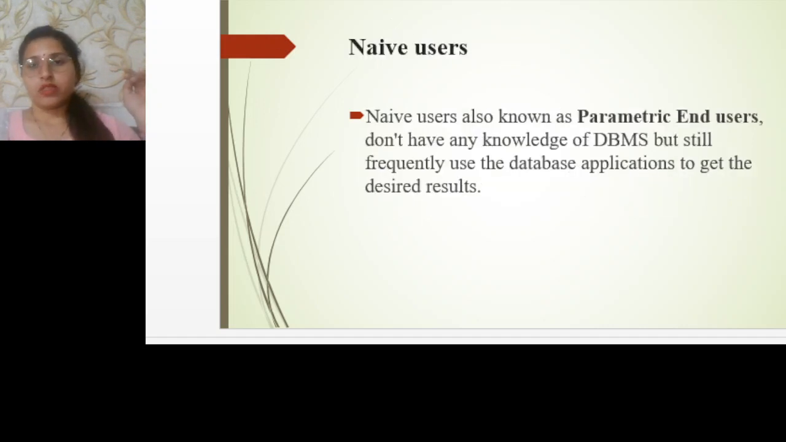Next is the naive user. Naive users are also known as parametric users. This kind of user does not have technical knowledge regarding the database or the database management system, but still they are going to use the data and they are the frequent users of the database. For example, a railway ticket booking system. Passengers are going to book tickets. They do not have knowledge about the database. Still, by using the application, by using the form, they are going to access all that data. So they are the naive users who frequently use the database.